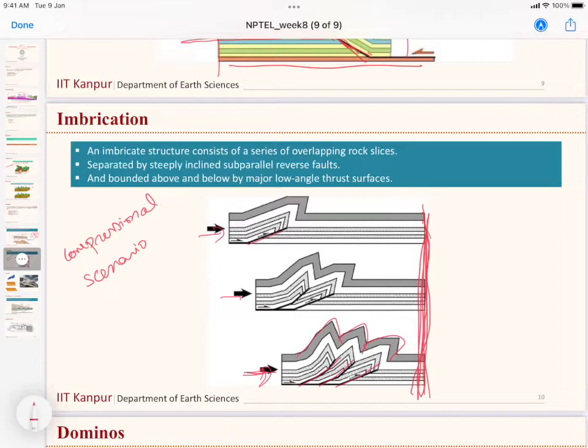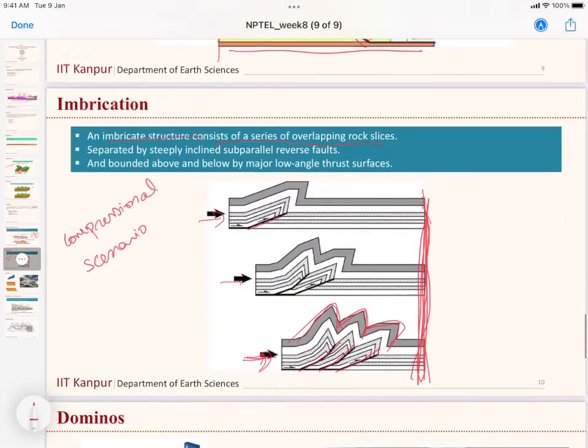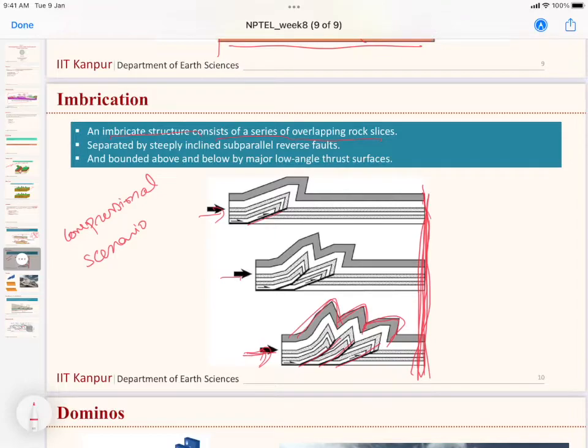If we see the definition of it, it states that an imbricate structure consists of a series of overlapping rock slices. You can imagine one rock slice, another rock slice, and a third rock slice, so these are overlapping rock slices. Over here you have a single rock slice, but in the case of imbrication you will have multiple rock slices, and these rock slices are separated by steeply inclined subparallel reverse faults. Since it's a compressional scenario, reverse faults are forming, and they are very steep, so the dip angle would be very high, and they are bounded by the major low angle thrust fault surface.